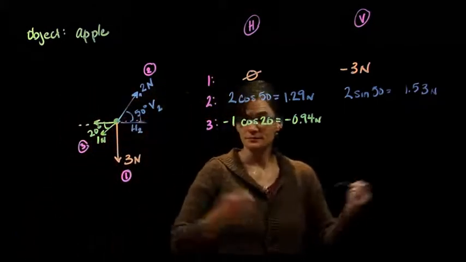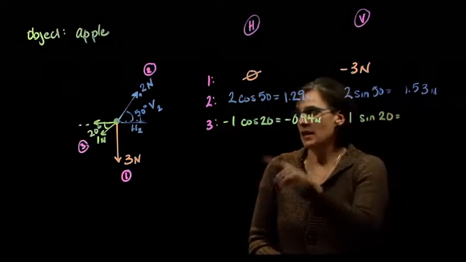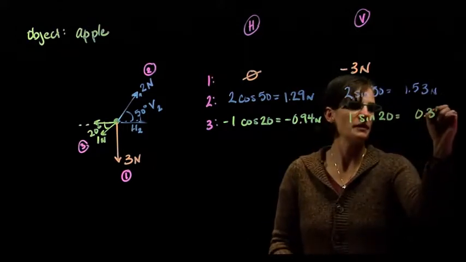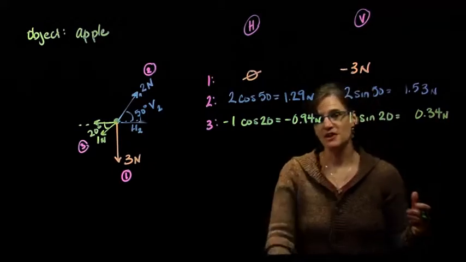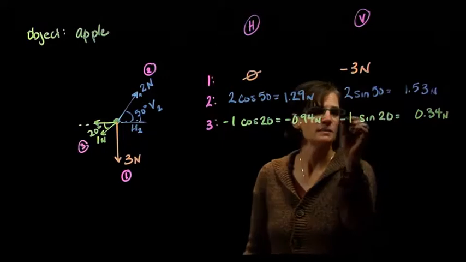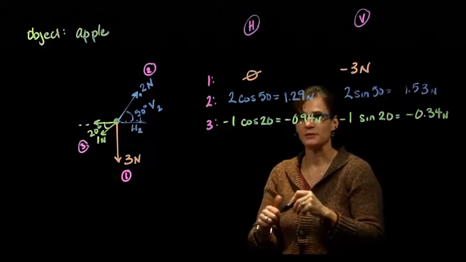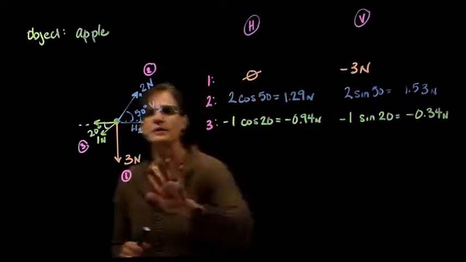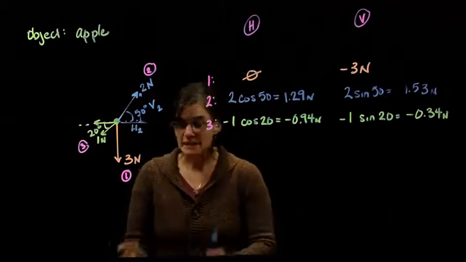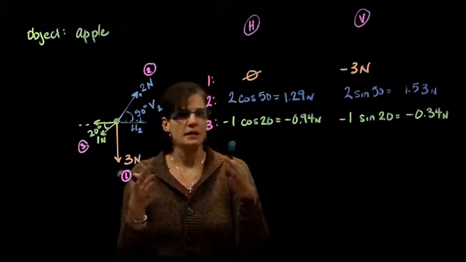So whatever way you want to do it is fine. Vertically, we have 1 times the sine of 20. That gives us 0.34 newtons. Again, I have to check that direction. Is it positive or negative? It's pointing down. It's going to be negative. All right. Make sure you're always looking at that direction. Now I have all my horizontal components of the net force and all my vertical components of the net force. Since they're independent, algebraically, in our vector algebra methods, I can add them together.